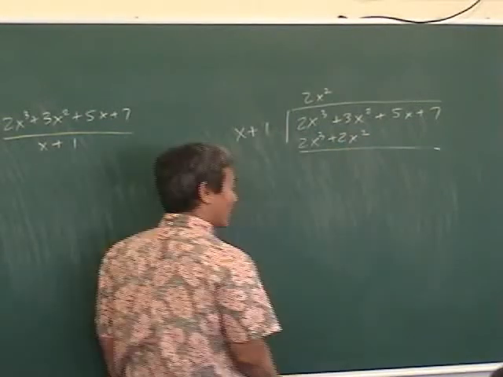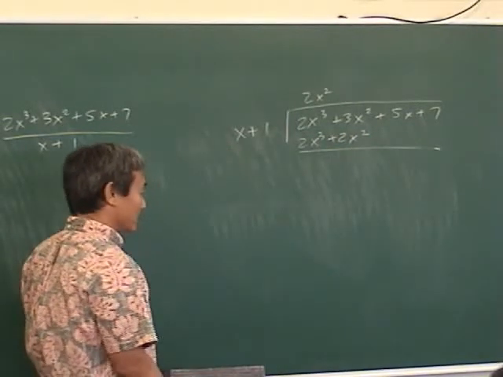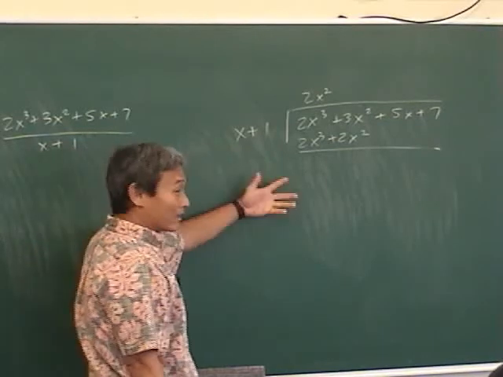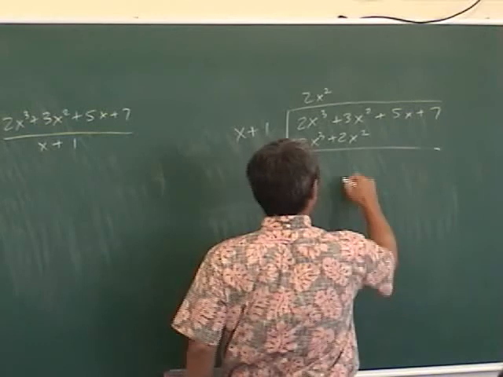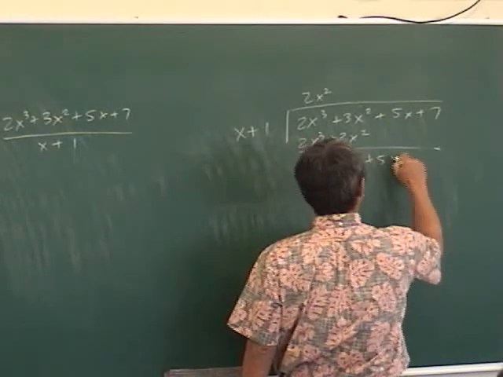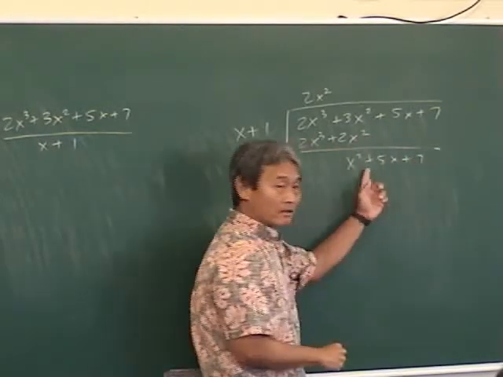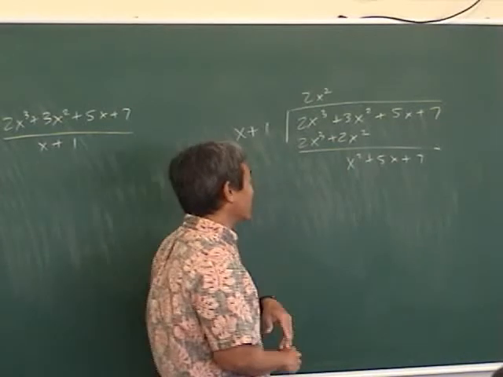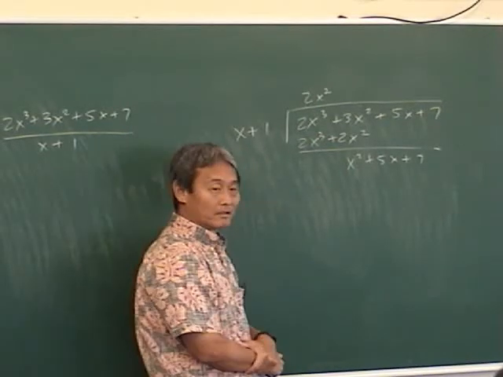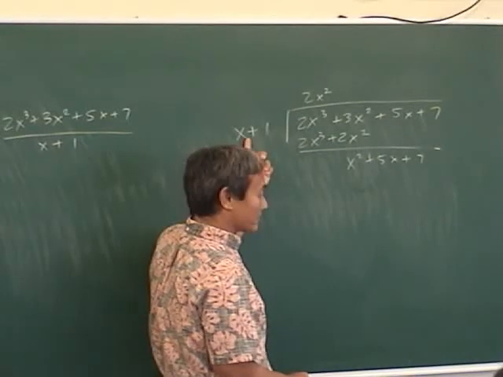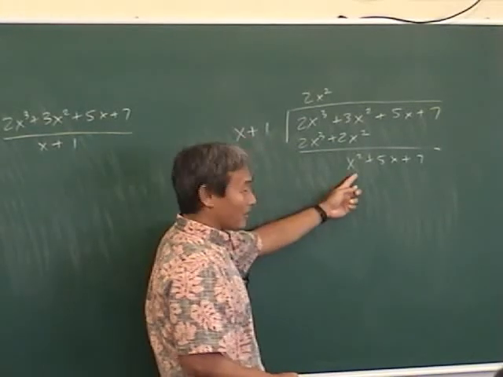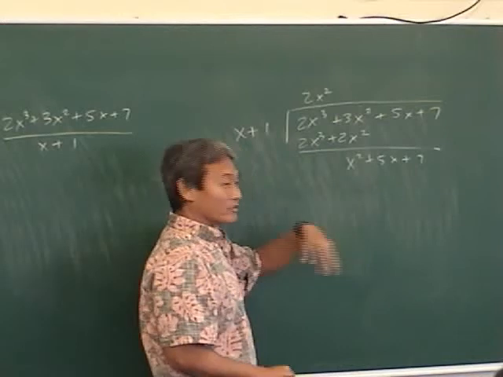What do you do now? Subtract. This is just like regular division, like when you divide regular numbers. It's the same thing except different. X squared plus 5x plus 7. Is that the remainder? Every year students ask, how do you know when you hit the remainder? The degree of this has to be smaller than that. What's the degree of this? 1. Is that smaller than 1? No, that's 2, right? So you keep on going.